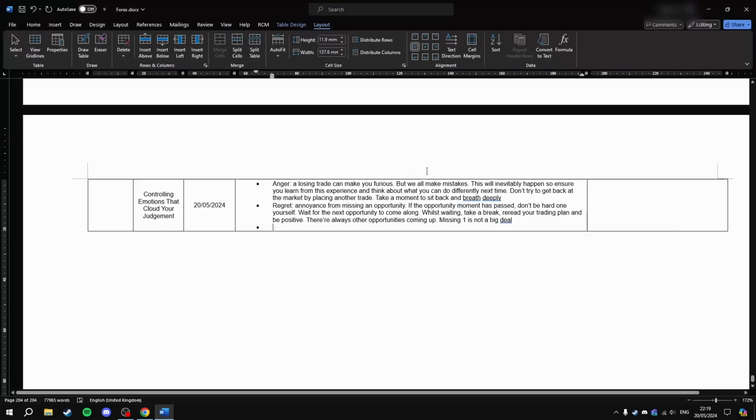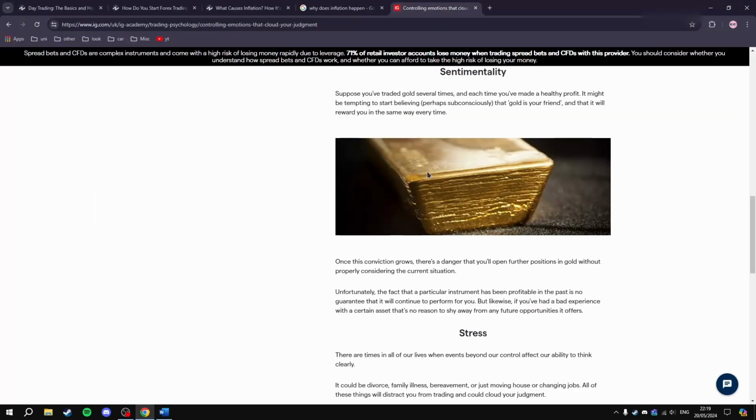Sentimentality. Suppose you've traded gold several times and each time you made a healthy profit. It might be tempting to start believing, perhaps subconsciously, that gold is your friend and that it will reward you in the same way every time. Once this conviction grows, there's a danger that you open further positions in gold without properly considering the current situation. Unfortunately, the fact that a particular instrument has been profitable to you in the past is no guarantee that it will continue to perform for you.